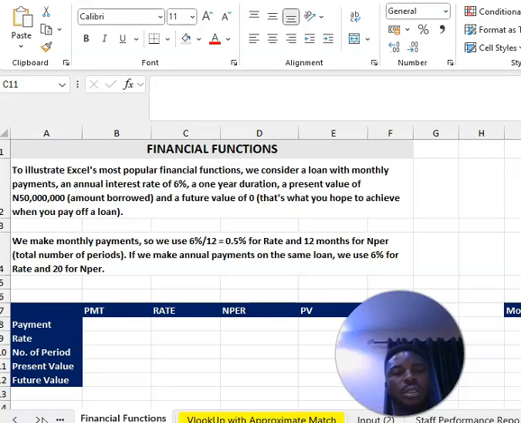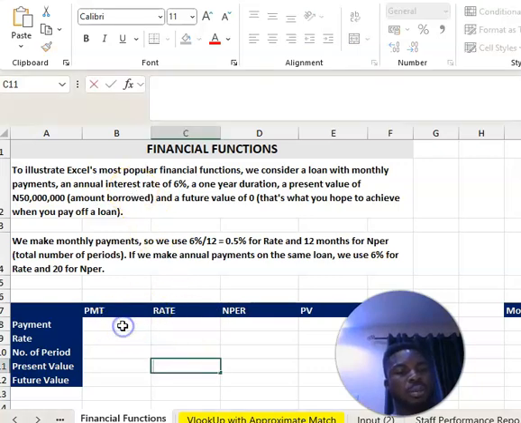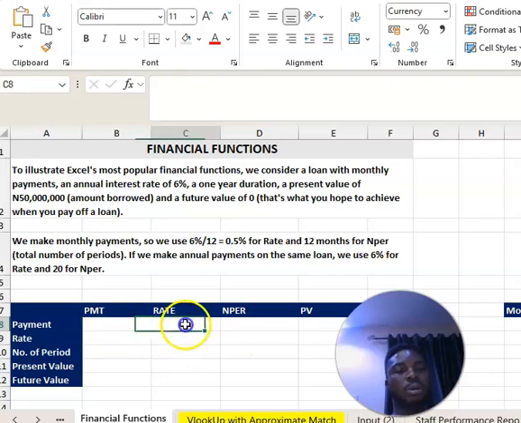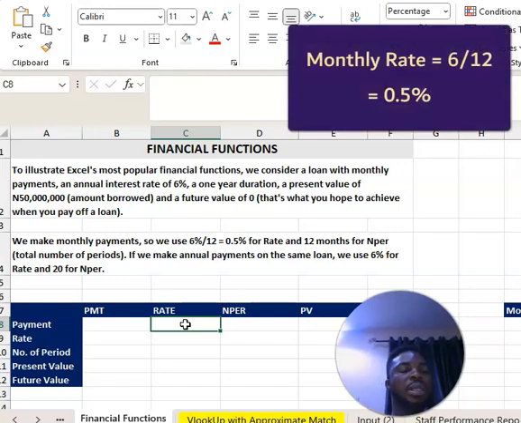You have the interest; the loan is given at a particular interest rate. Now, let's look at this illustration I have on the screen. We consider a loan with monthly payment and annual interest rate. So we want to calculate the monthly payment, but this is supposed to be done with an annual interest. The interest is 6% annual interest, but it's expected to be paid every month. So we are going to break the annual interest of 6% to 12 months. We say 6 divided by 12, and we would have 0.5%, right?